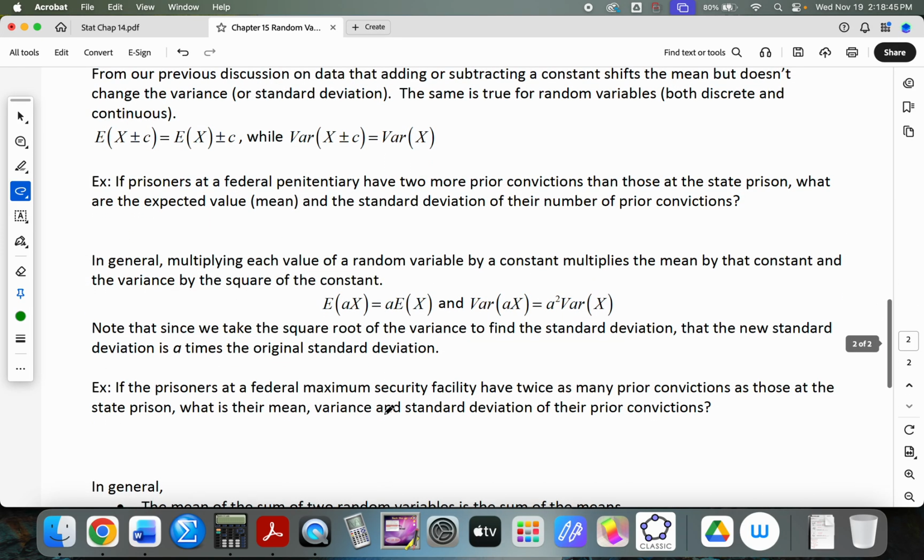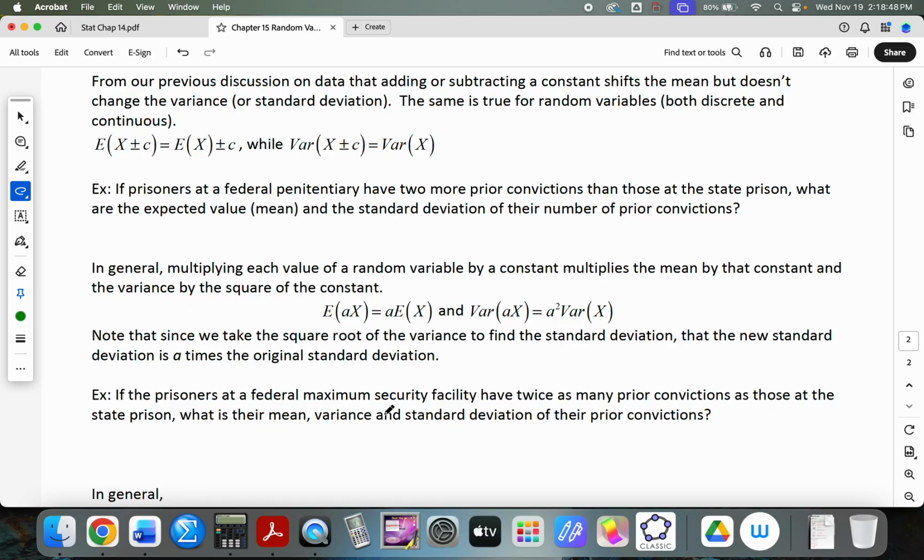Okay, on to the back. So from our previous discussion on data, adding and subtracting a constant shifts the mean, but doesn't change the variance, or therefore the standard deviation. The same is true for random variables, both discrete and continuous. Well, how does that work? Well, let's look at this example. If prisoners at a federal penitentiary have 2 or more convictions than those at the state prison, what are the expected value, the mean, and the standard deviation for the number of prior convictions?